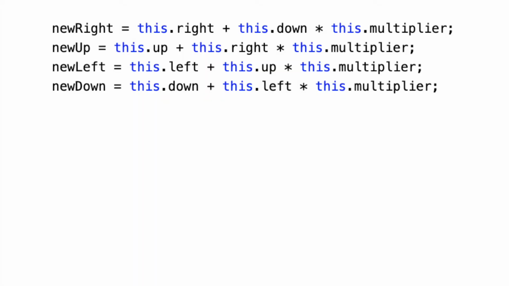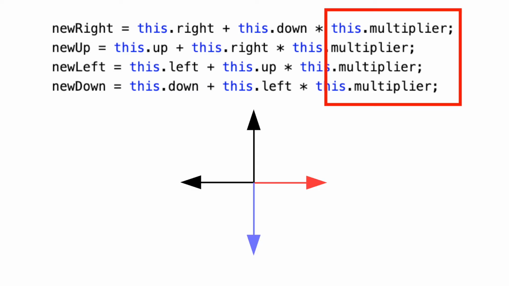As we continue, our mass grows exponentially. Here is the algorithm used to make each rotation. You can see that we use the value of direction right to increase the value of direction up. We use the value of direction up to increase the value of direction left. We use the value of direction left to increase the value of direction down. We use the value of direction down to increase the value of direction right. The multiplier constant describes the rate of total mass growth. In our first example the multiplier constant was equal to 1.